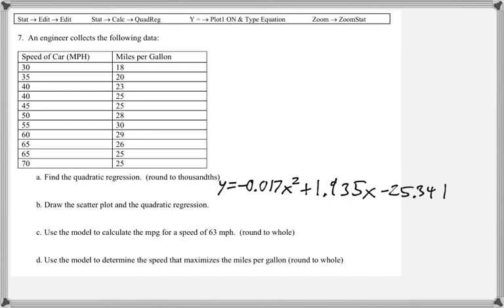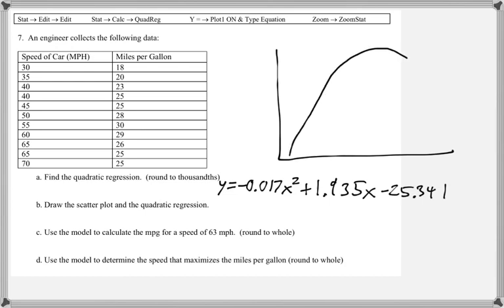rounding to the thousandths. And if you do zoom stat, you can make sure that you have your plot one on and that you type the equation in. Might look something like this.